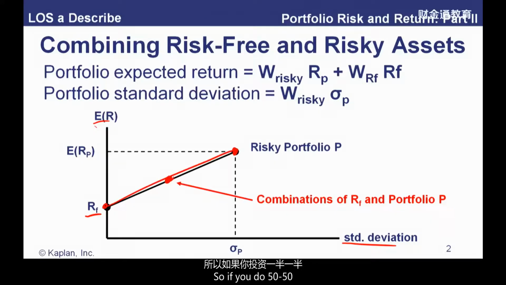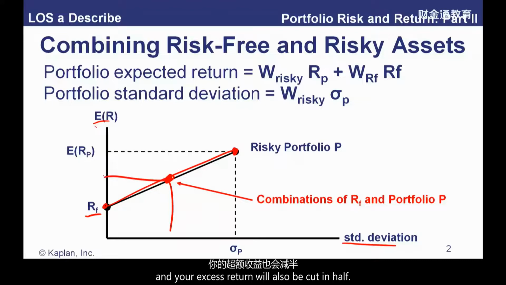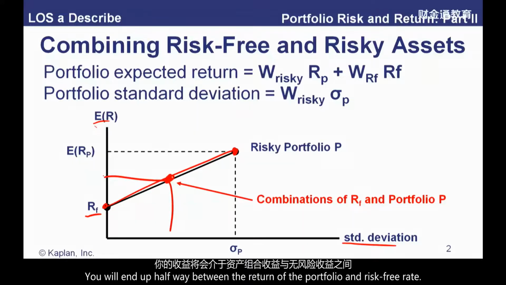line, right? So if you do 50-50, half in the risk-free asset, half in the risky portfolio, well, you're just going to be in the middle, and your risk is going to be cut in half, and your excess return will also be cut in half. You'll end up halfway between the return on the portfolio and the risk-free rate.